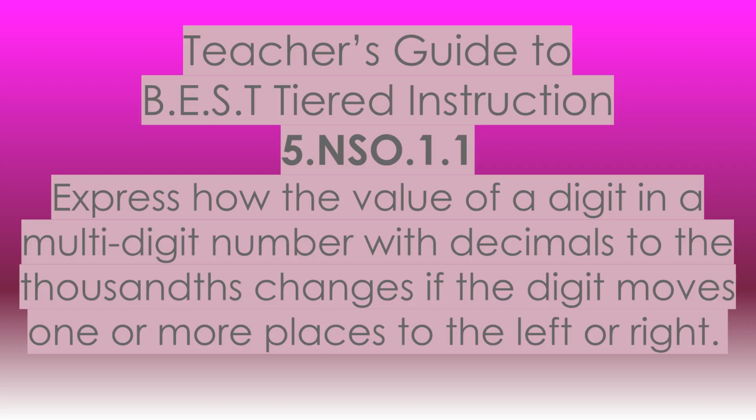This video is about Grade 5 Benchmark NSO 1.1, which is expressed how the value of a digit in a multi-digit number with decimals to the thousands changes if the digit moves one or more places to the left or right. This previously builds on Grade 4 NSO 1.1. The only difference is now it will move one or more places.